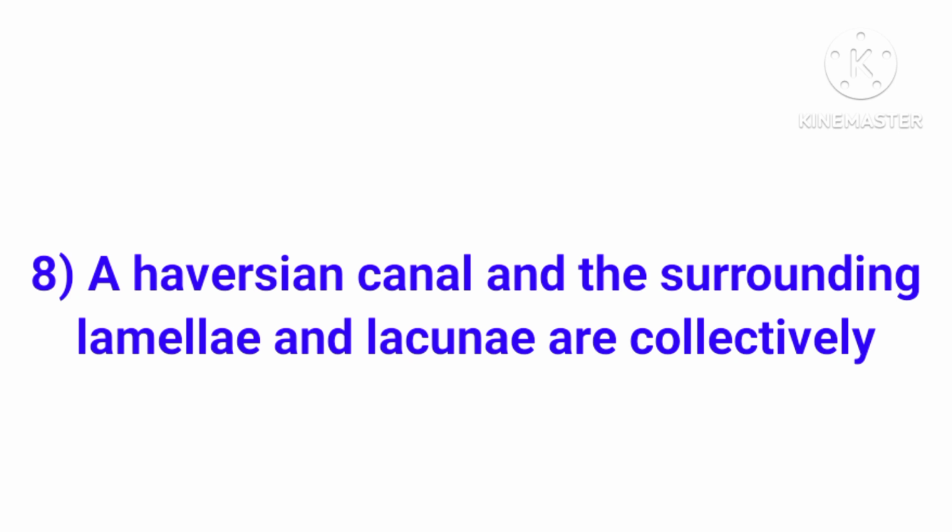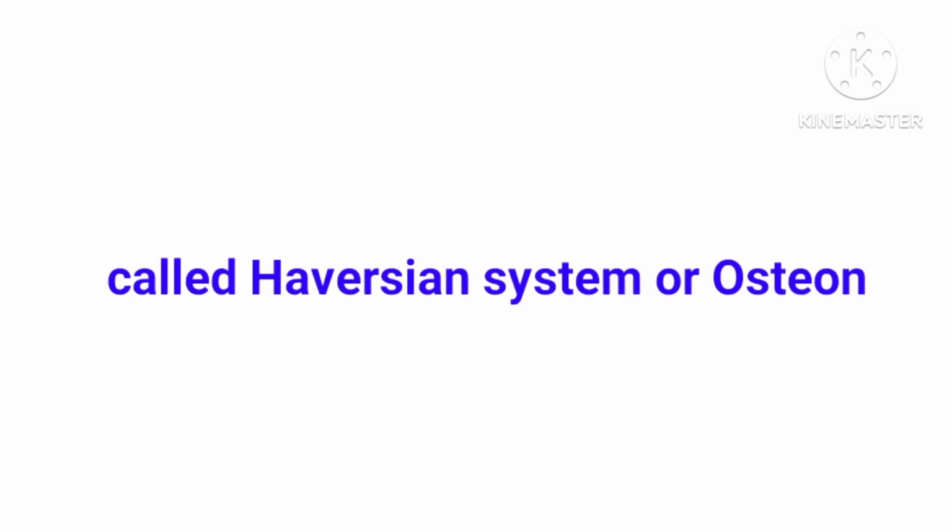And the surrounding means all round lamellae. Lamellae means the matrix of the bone is in the form of concentric rings called lamellae. And lacunae means the bone cells, osteocytes, are located in spaces called lacunae, and are collectively called Haversian system or osteon.